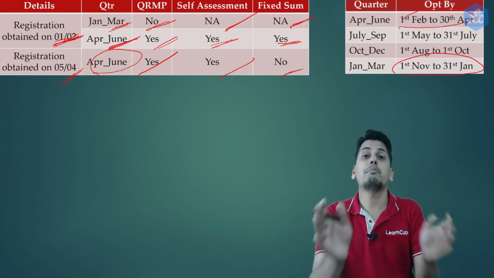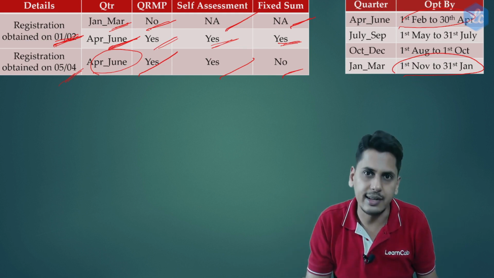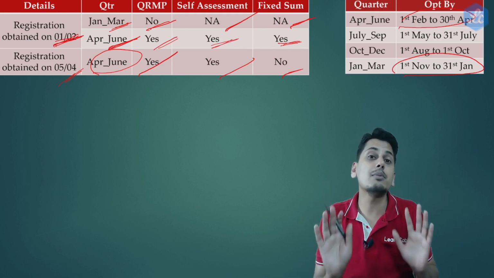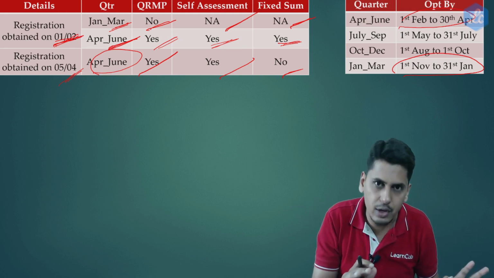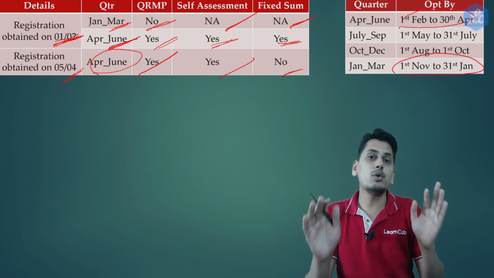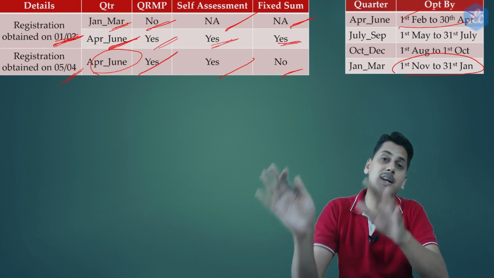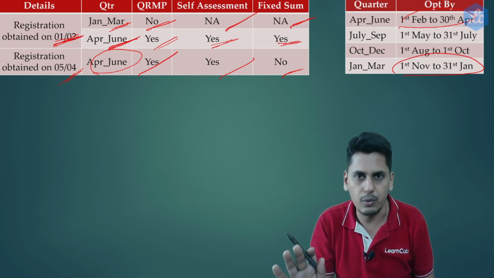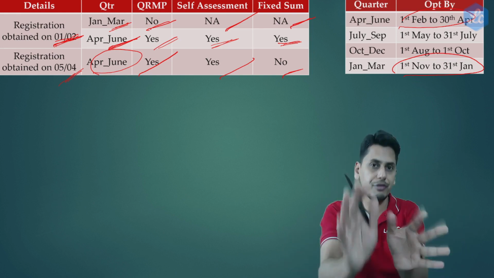So friends, I am sure by now you are able to differentiate between the question, am I eligible for the QRMP scheme, and a different question, am I eligible to pay taxes under the special procedure under the QRMP scheme. I am sure you are able to differentiate this by now.